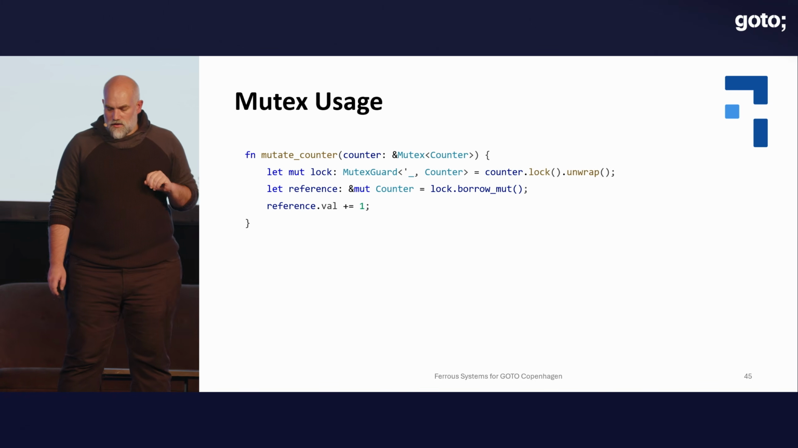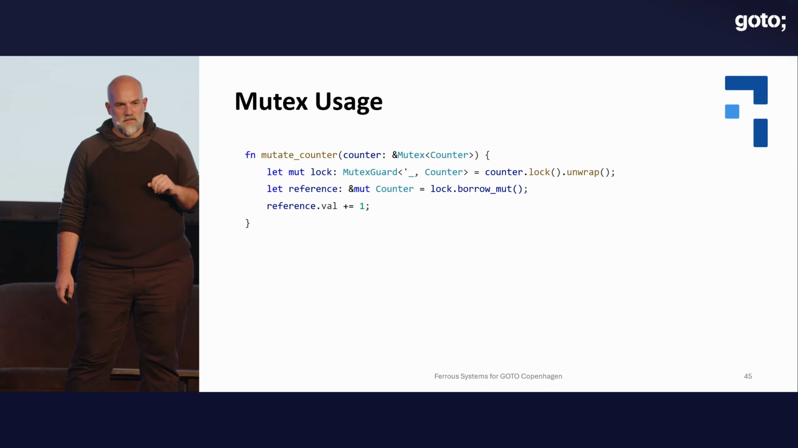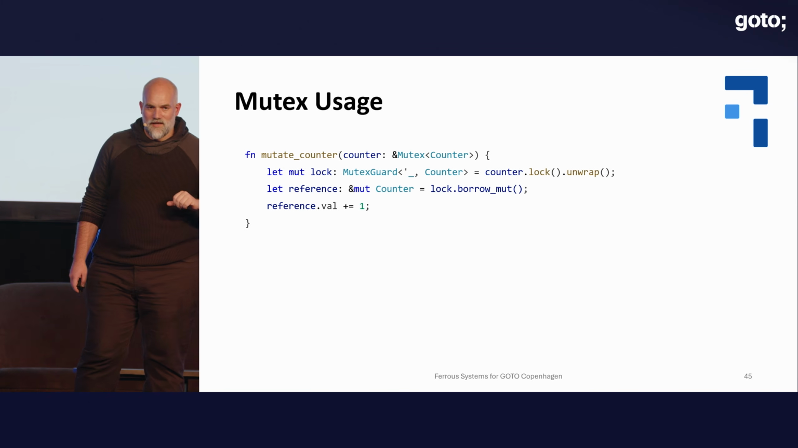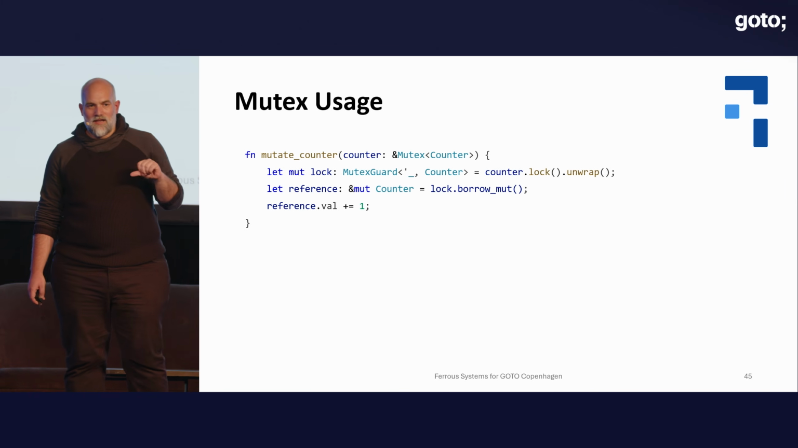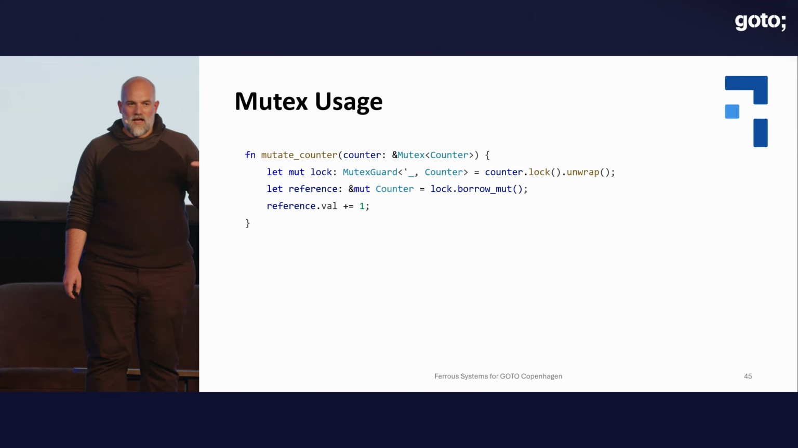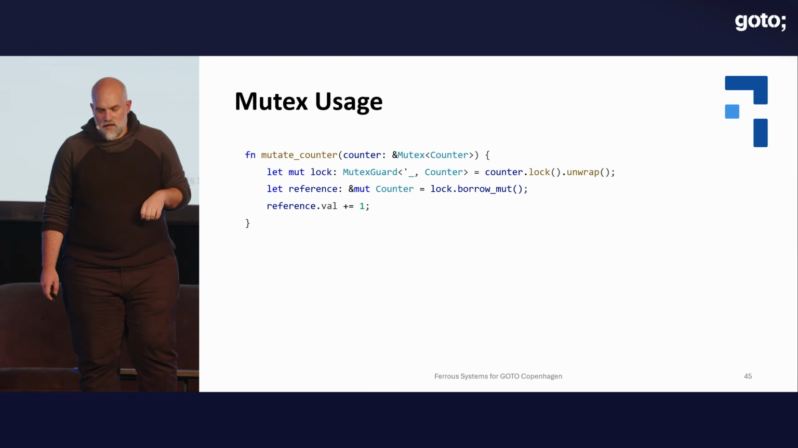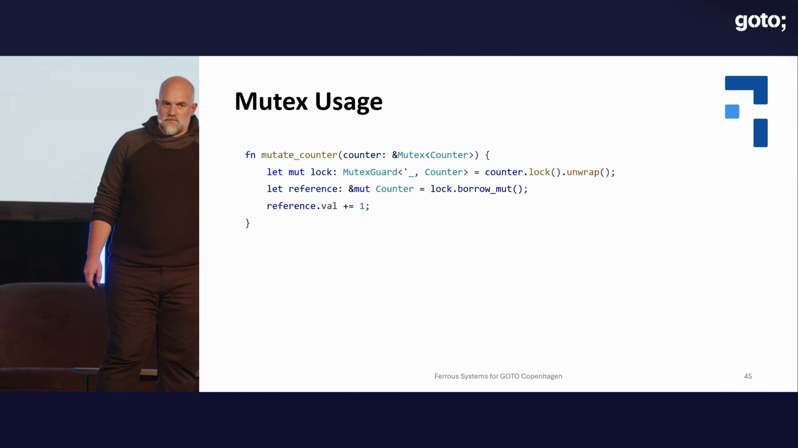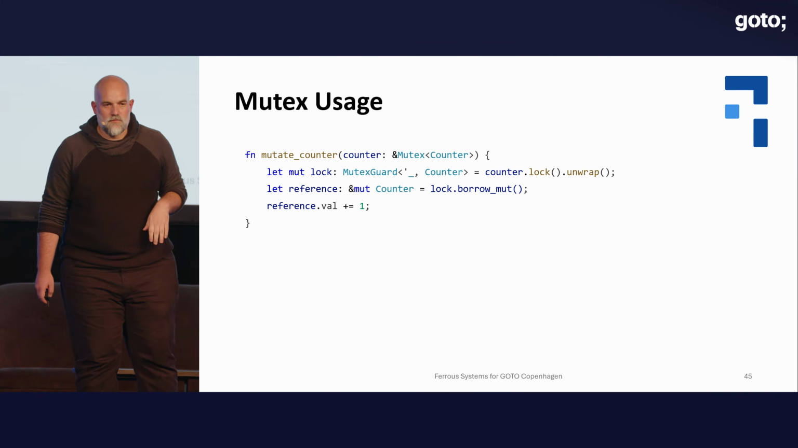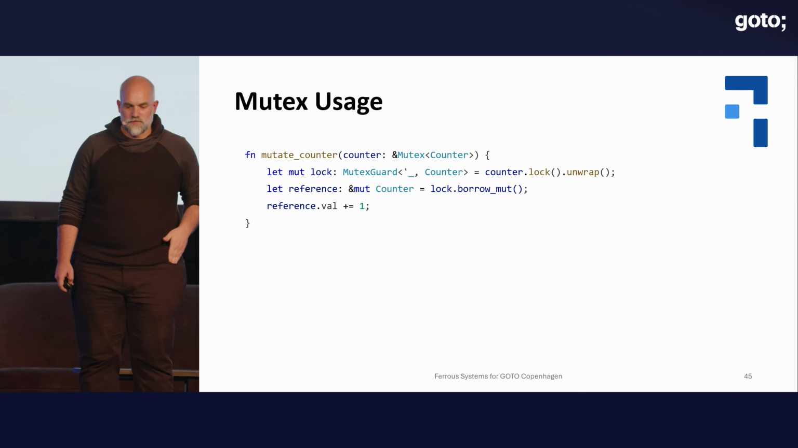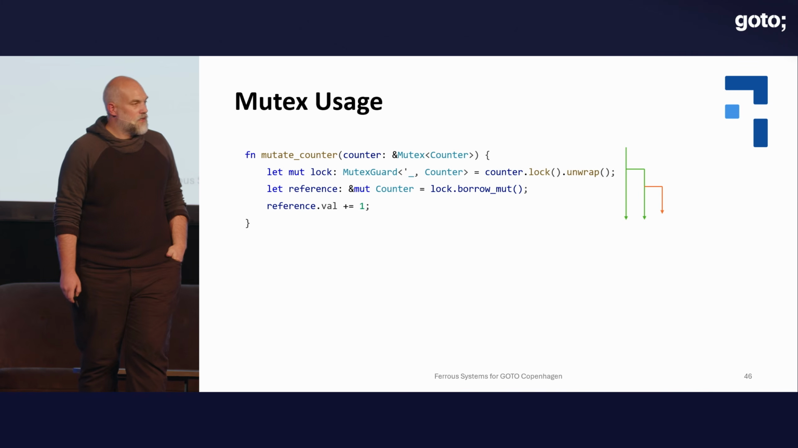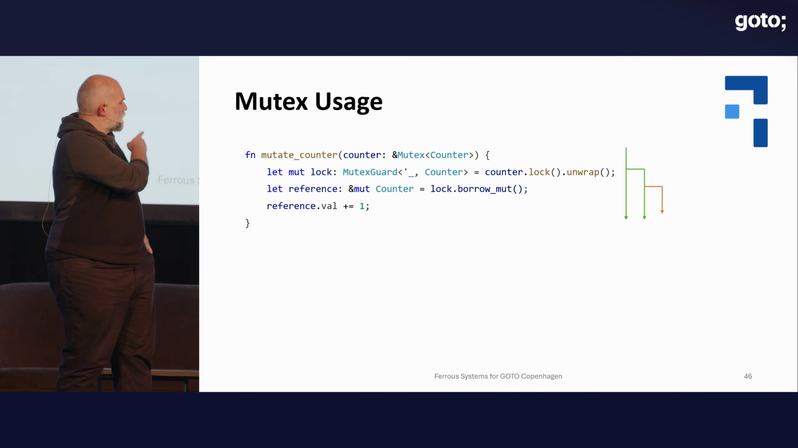So I call counter.lock. And what I get back is something called a guard. And that guard, again, represents that I'm holding that lock. So I get ownership of, OK, I currently have this mutex locked. And I can use this guard to extract a mutable reference, and then just add +1 to that. That's my counter.